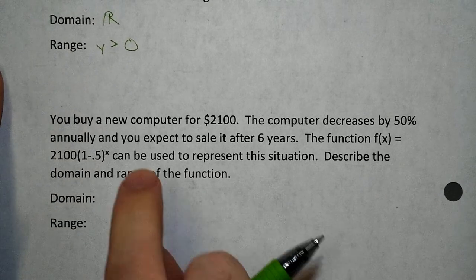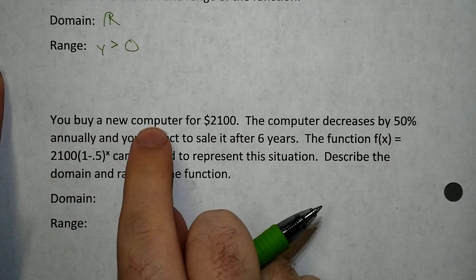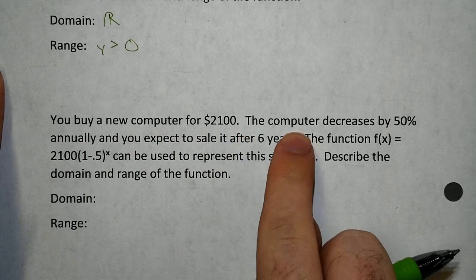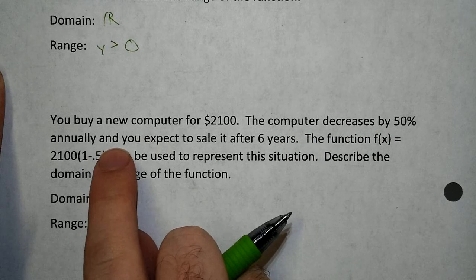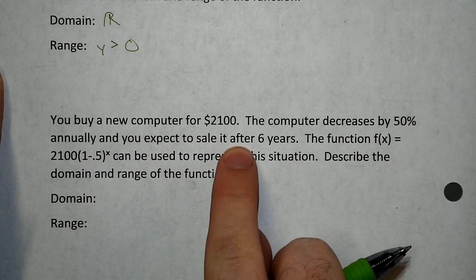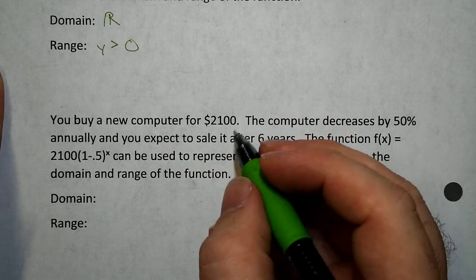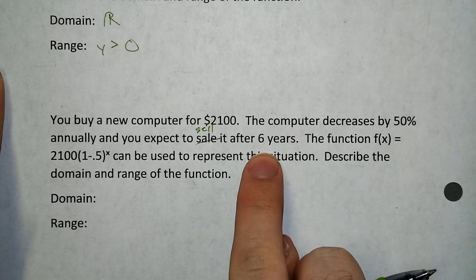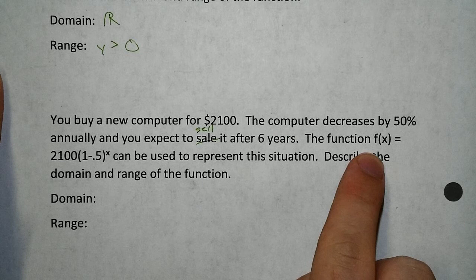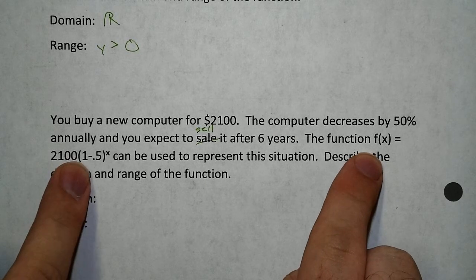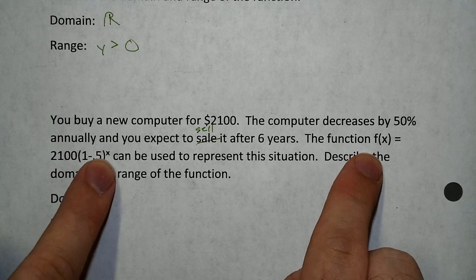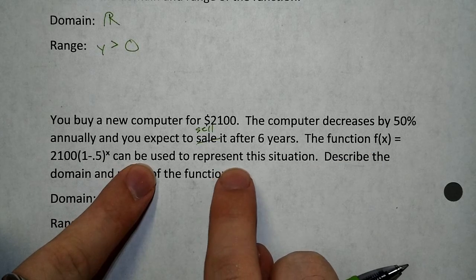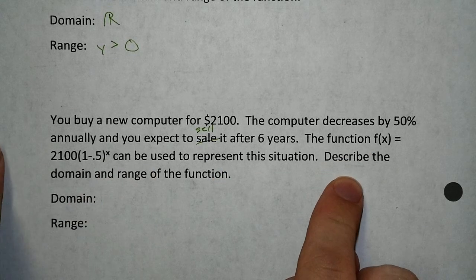Last one says, you buy a new computer for $2,100. The computer decreases by 50% annually, and you expect to sell it. Sorry, typos. After 6 years. Function f of x equals 2100, parentheses 1 minus 0.5, parentheses x, can be used to represent this situation. Describe the domain and range of the function.